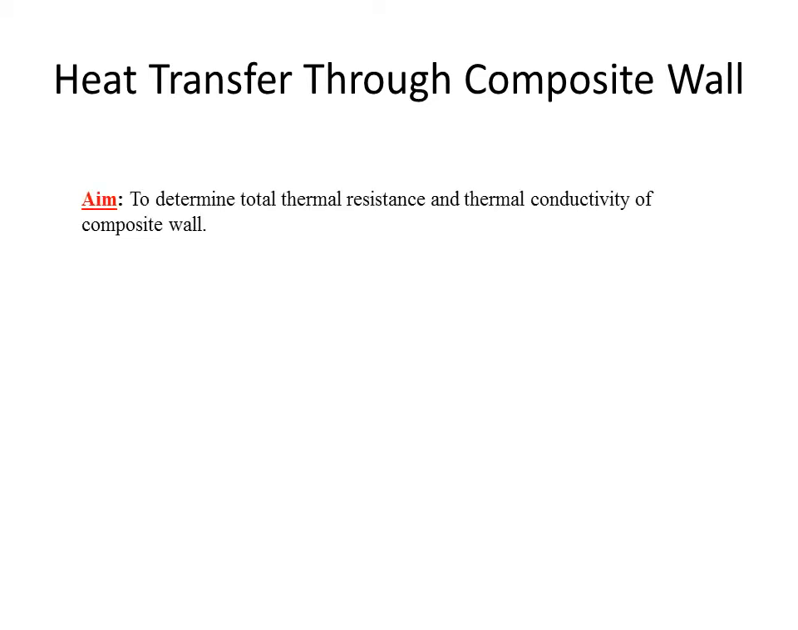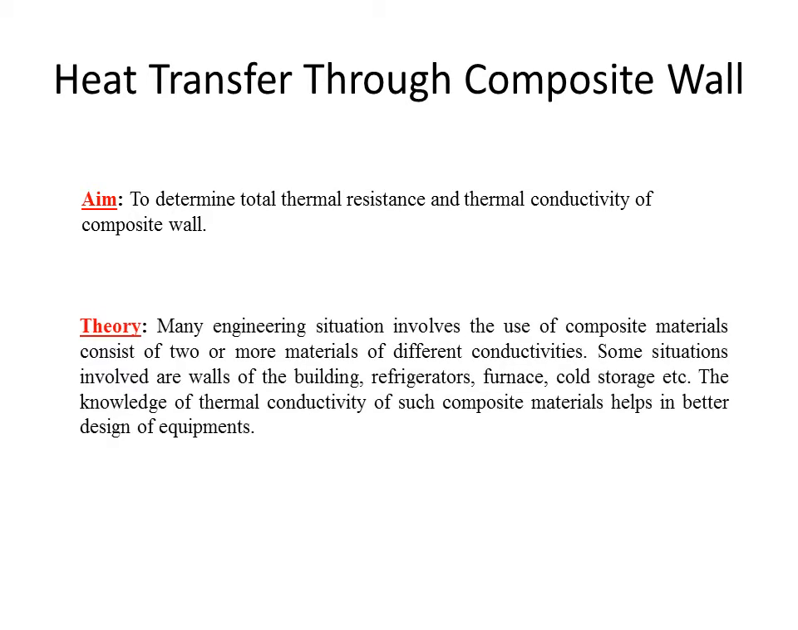Aim: to determine total thermal resistance and thermal conductivity of composite wall. Theory: many engineering situations involve the use of composite materials consisting of two or more materials of different conductivities. Some situations involved are walls of the building, refrigerators, furnace, cold storage, etc. The knowledge of thermal conductivity of such composite materials helps in better design of the equipment.